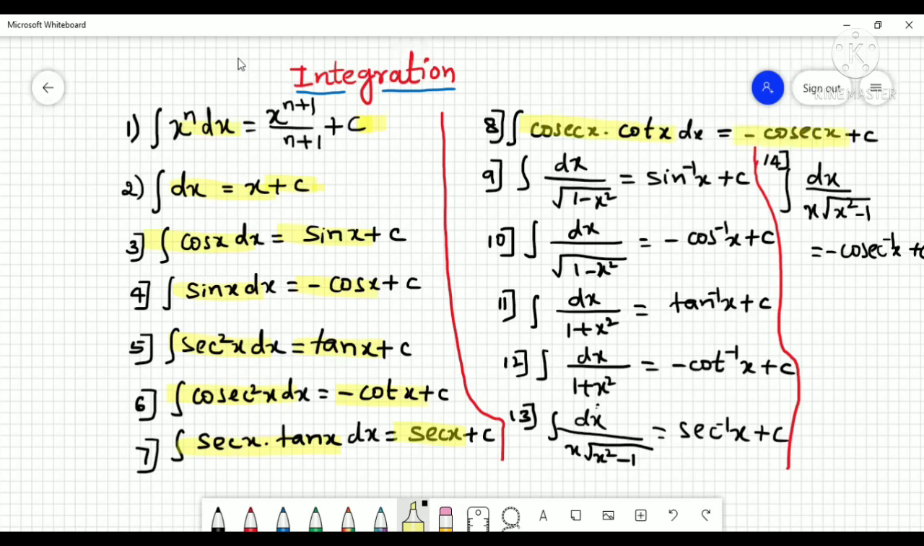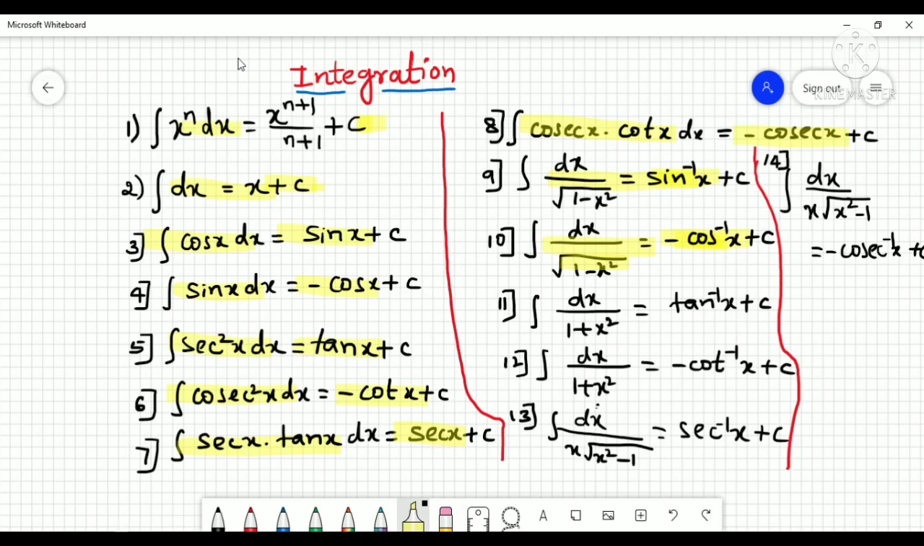Then integration of dx by root 1 minus x square is equal to sin inverse x. Then integration of dx by root 1 minus x square is equal to minus cos inverse x. Both are the same: in terms of sin it means sin inverse x, in terms of cos it means minus cos inverse x.